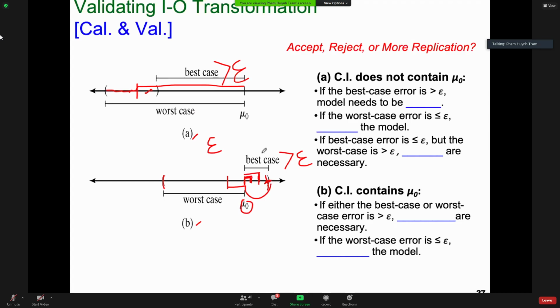So in brief, even though we have the best case larger than epsilon, there are still other values in the confidence interval that may not be larger than epsilon. So we cannot say that we totally reject our model in this case. Again, we have no conclusion here. What we can do is run more replication to be able to say that our model is valid or invalid. Similarly, if we have the worst case larger than epsilon, what will happen, class?